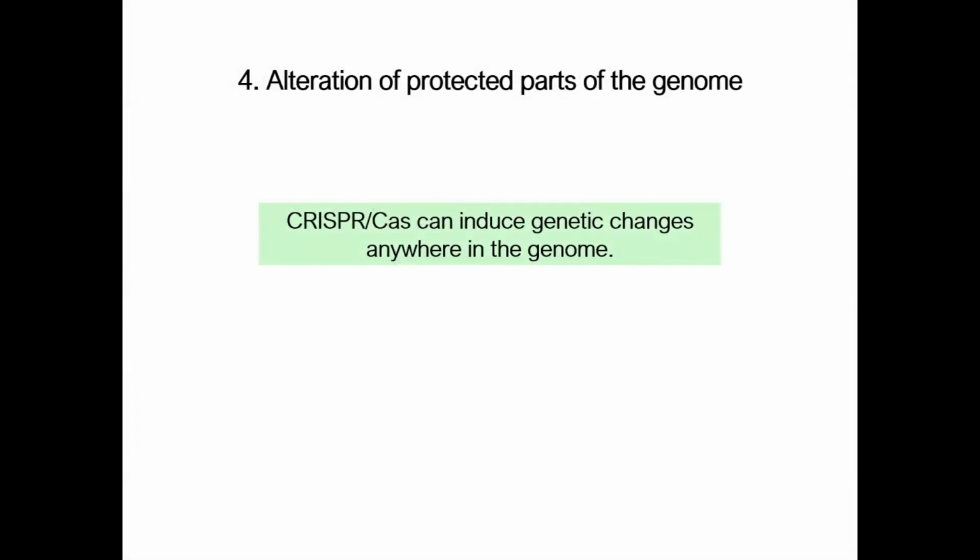Using CRISPR-Cas, alterations can be induced anywhere in the genome. This results from the mode of action of the gene scissors. In case a DNA double-strand break is induced by CRISPR-Cas and restores the original state, the gene scissors can recognize the target sequence again and cut there. Ultimately, CRISPR-Cas increases the possibility that alterations can occur in such protected regions of the genome.